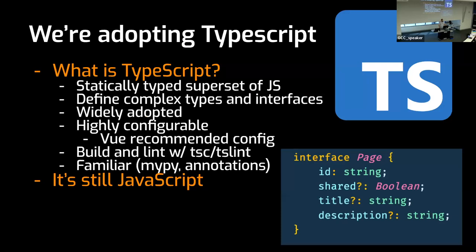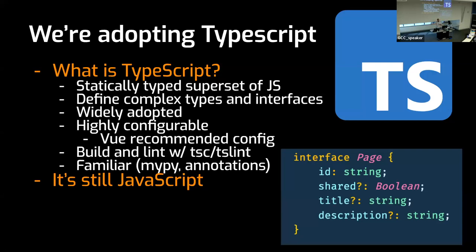We're adopting TypeScript. If you're not familiar, TypeScript is a statically typed superset of JavaScript. You can define types and interfaces. Tons of people use it. The Vue core team writes Vue in it. How strict it is, is super configurable, but we're sticking with basically the recommended Vue settings. And actually, we're a little bit more strict, and we have a couple of tweaks, but it's pretty close.